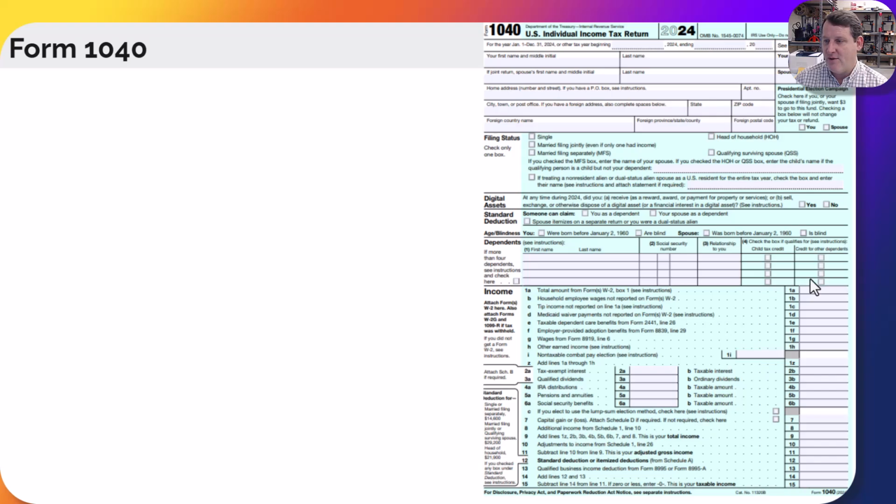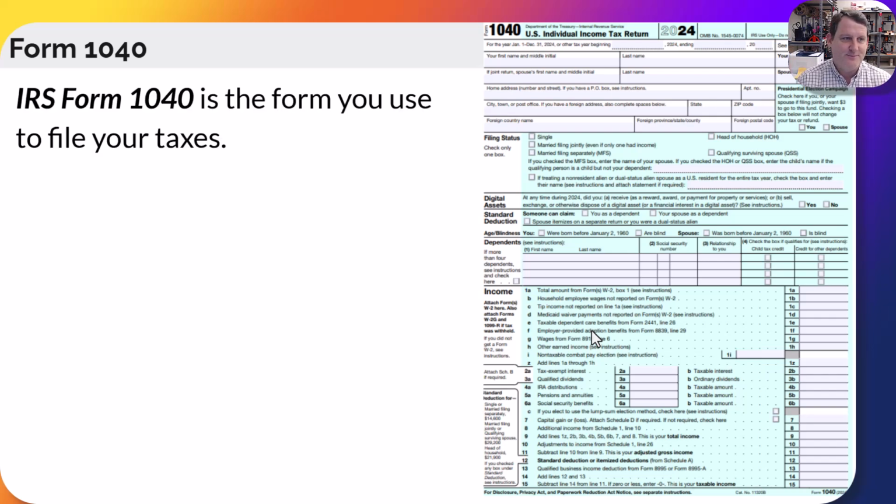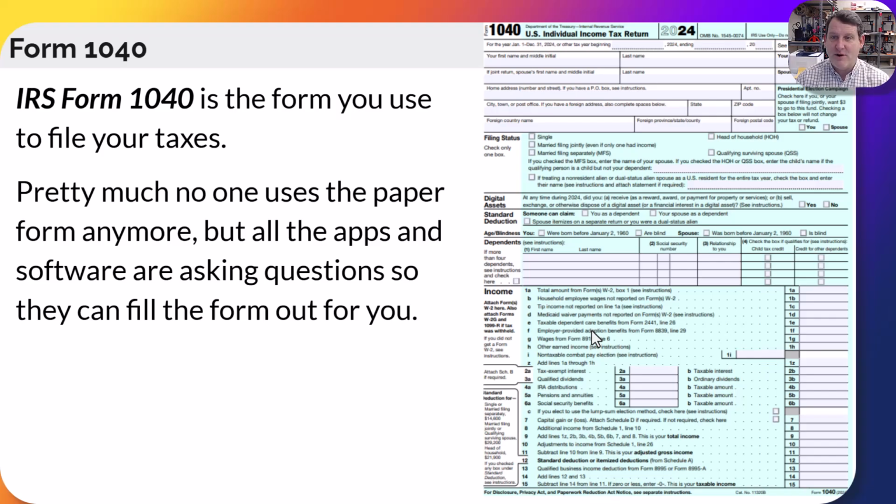And then here's where you're doing all those calculations based on the boxes from your W-2. So you can see here, this one says the total amount from W-2, box 1, you put that there. And then you do the household employee wages not reported on Form W-2. You go through each of these steps. I'll give you an opportunity to go through that with a W-2 and see what the process feels like. Pretty much no one uses this paper form anymore, but as you go through this form when you're practicing, you'll start recognizing all the questions that your app is asking you. Basically, it's asking you all these questions so it can figure out the best approach for you.